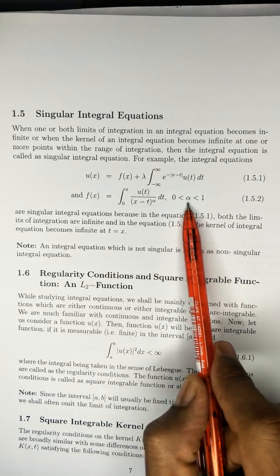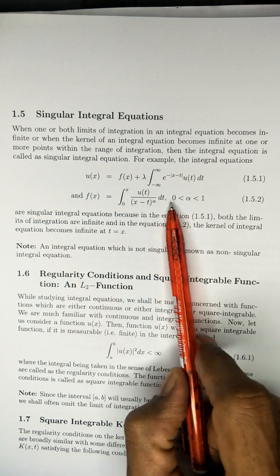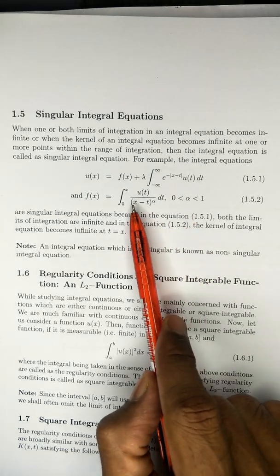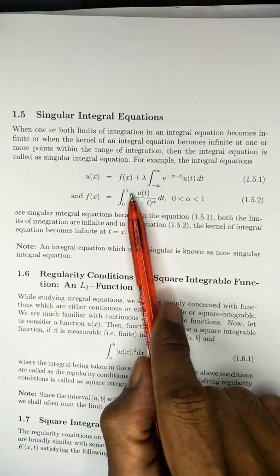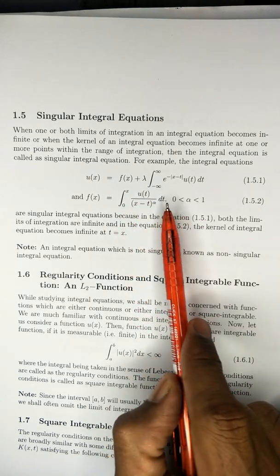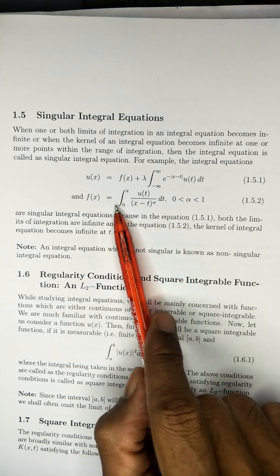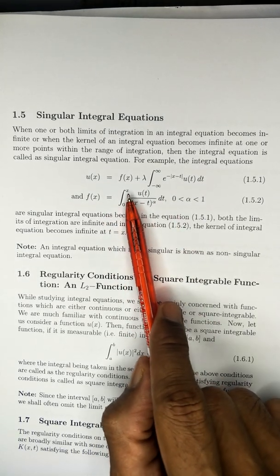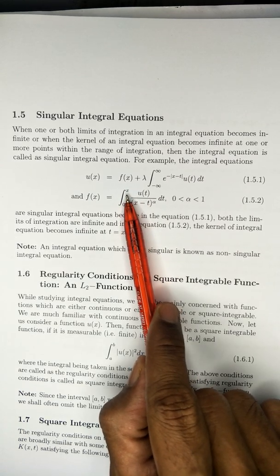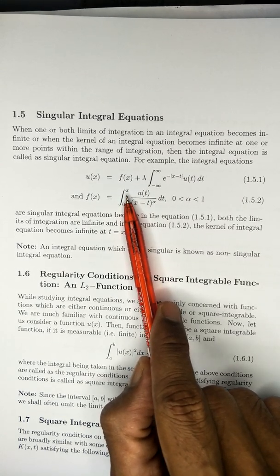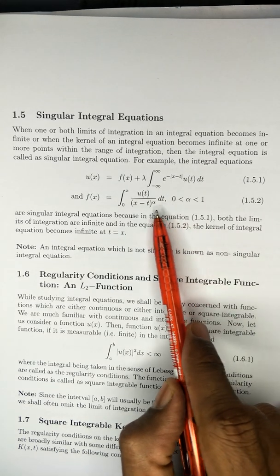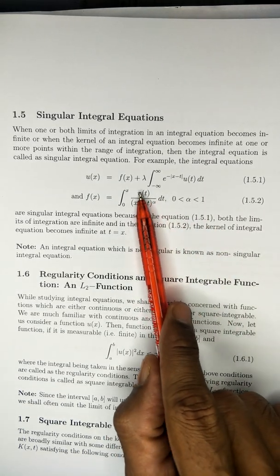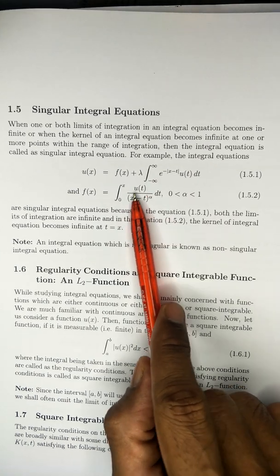Of course, for the case of alpha equal to 0, this gives you 1, then we only have the integral from 0 to x of u(t) dt. That gives a Volterra integral equation, because this is the variable upper limit. When alpha equals 1, we call it a Cauchy type singular integral.